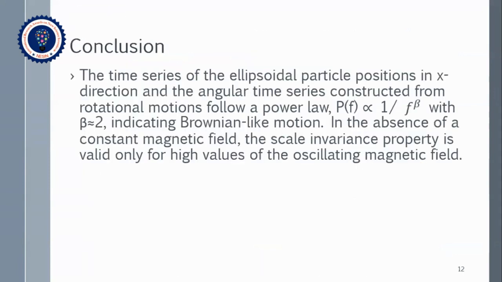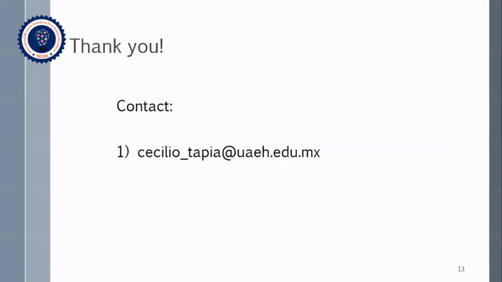As conclusion of all the studies we have carried out, the time series of the ellipsoidal particle position in the X direction and the angular time series constructed from the rotational motion follow a power law with beta exponent near the value of 2, indicating Brownian-like motion. In the absence of a constant magnetic field, the scale invariance property is valid only for high values of the oscillating magnetic field.